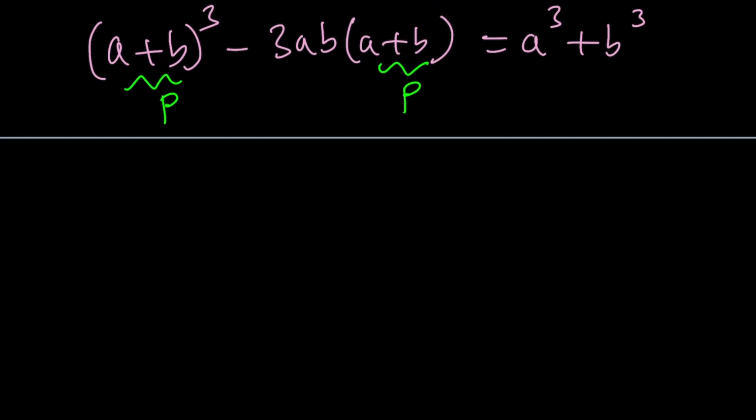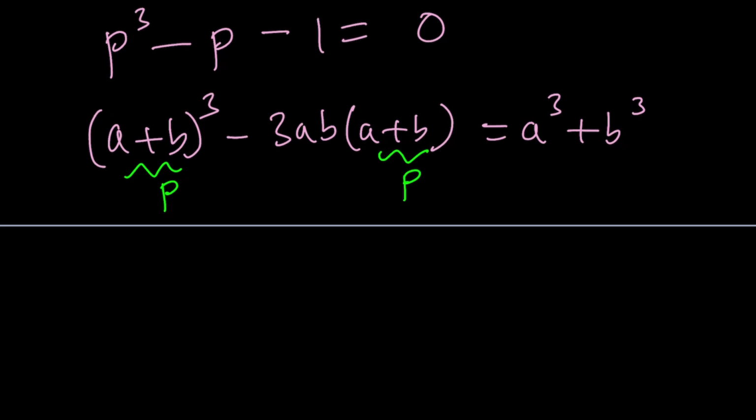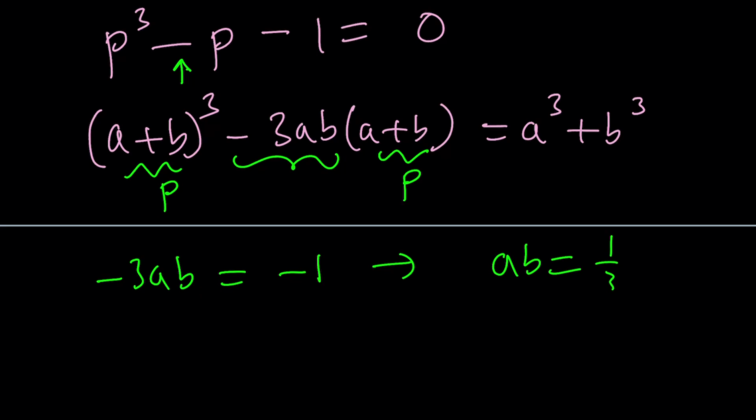So how do I compare this expression to mine? Notice that the coefficient of p here is negative 3ab, and the coefficient of p here is negative 1. So that means negative 3ab equals negative 1, which implies ab equals 1/3. Great. Let's go ahead and save that for future use.